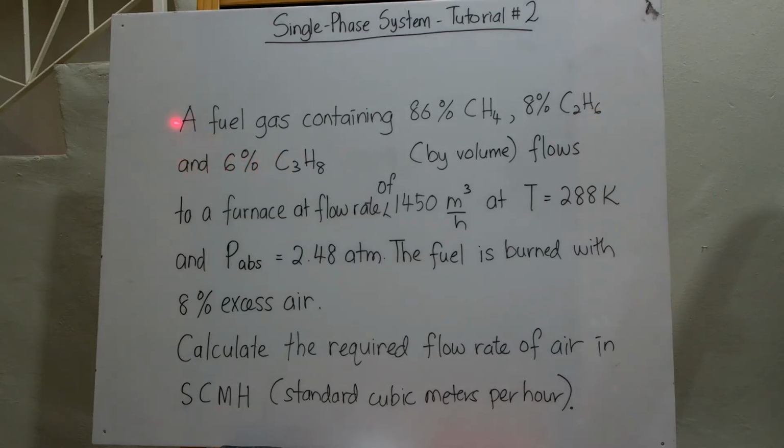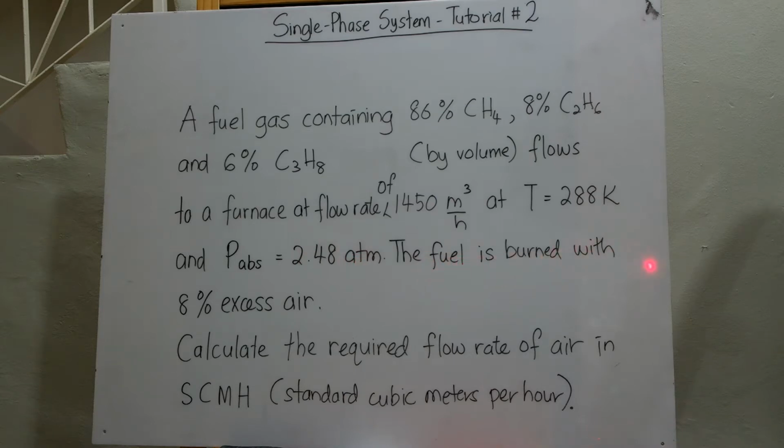So we have a question that sounds like this. We have a fuel gas containing 86% of methane, 8% of ethane and 6% of propane by volume, flowing to a furnace at a volumetric flow rate of 1450 meter cube per hour at T equivalent to 288 Kelvin and P absolute at 2.48 atm.